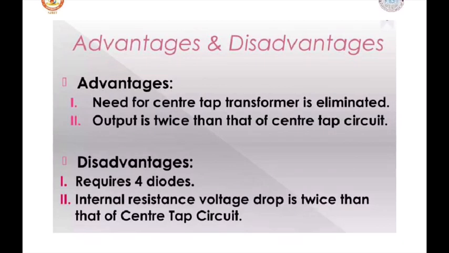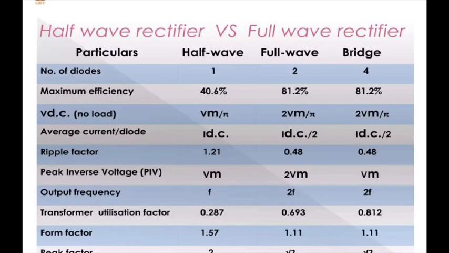Coming to the advantages and disadvantages of the bridge rectifier. The advantage is that the need for a center tap transformer is eliminated, and we have twice the output of the center tap circuit. The disadvantage is that we are using 4 diodes, and the internal resistance voltage drop is twice that of the center tap circuit. So you can see here the difference between the full wave, half wave and bridge rectifier.